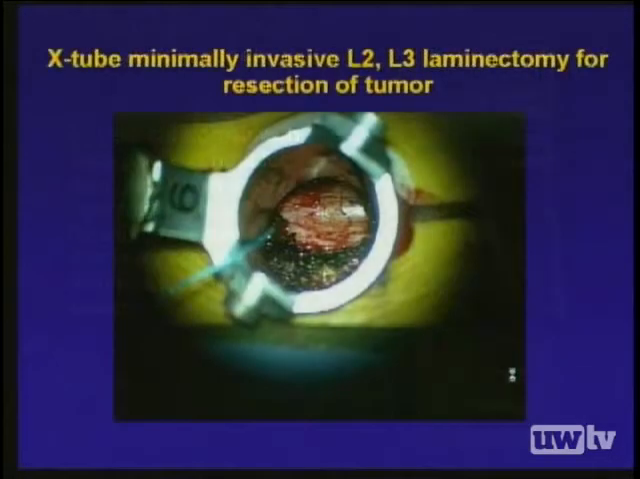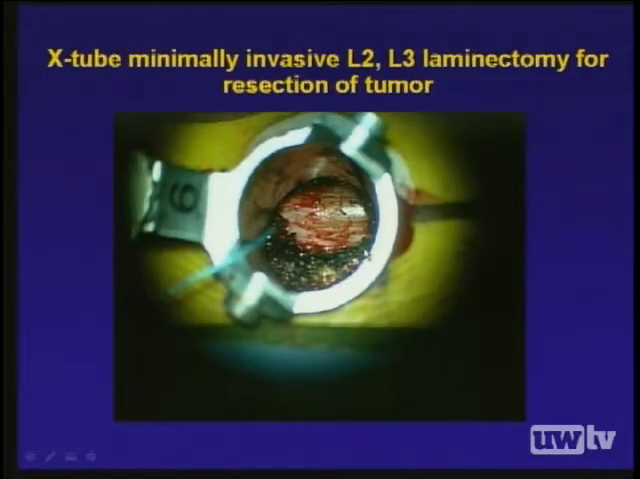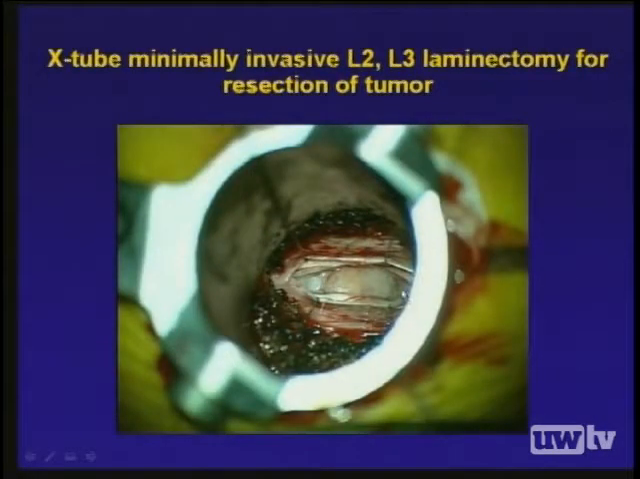And sure, I can do this open, just like that initial procedure I showed you where the whole muscle is splayed out, or we can do this through a tube. So here's an X tube. It's a little bigger than the one we use for decompression, about 24 millimeters in diameter. Through the tube, we've now pushed all the muscle aside. We've already done our bony drilling. Here I'm looking at the dura itself, the thecal sac. Now we've opened up the dura, and there's the tumor.